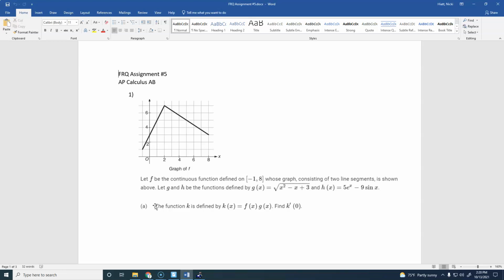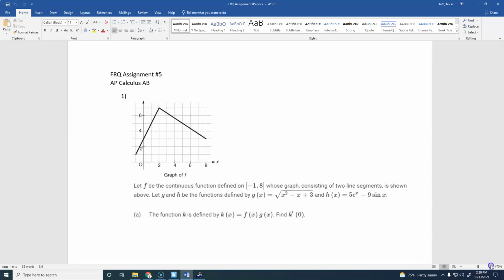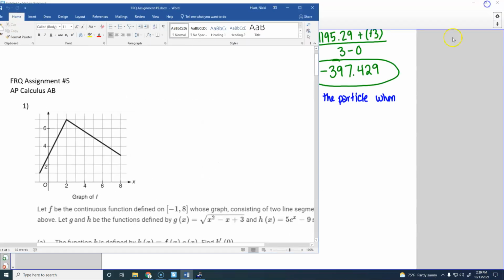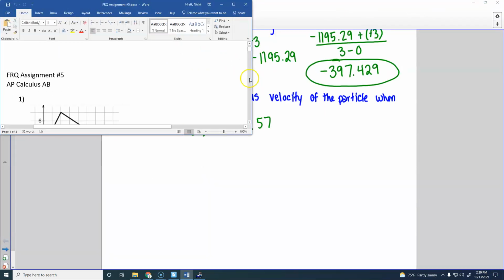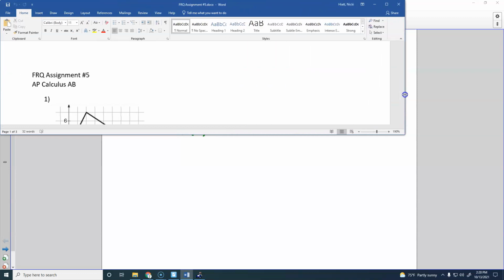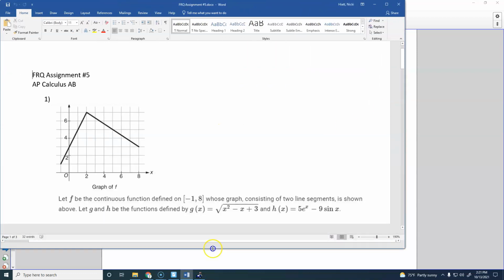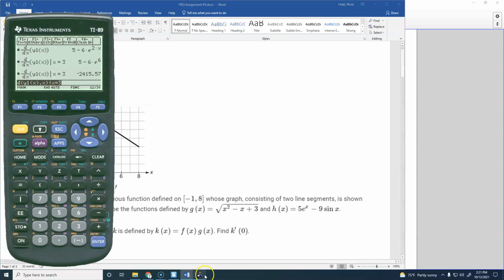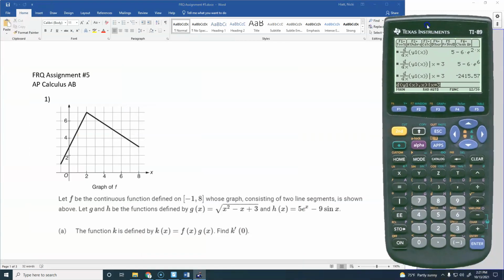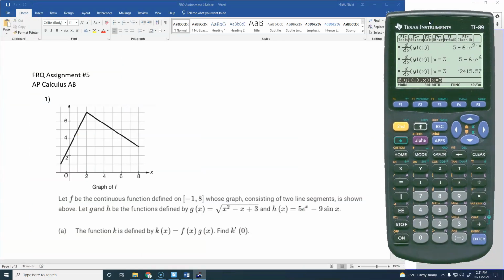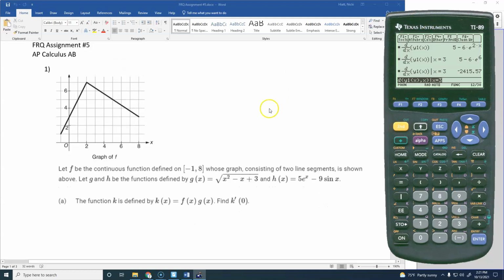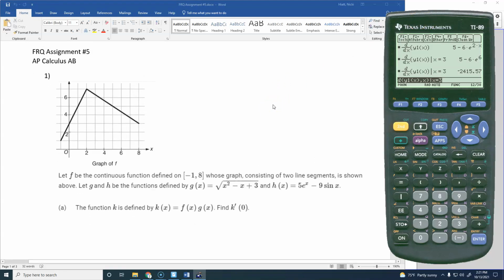Alright, I would like for us to do this first one together. It is also calculator active. No, just the first one. A, B, and C. Okay.